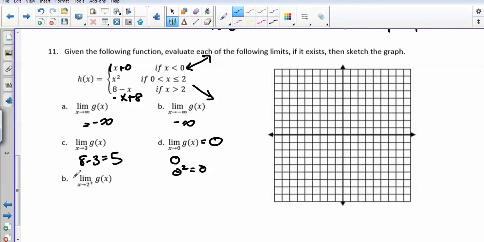And down here, it's labeled b. Let's call it e because we've already done problem b. The limit as x approaches 2 from the right, so that's the values that are greater than 2. So we're going to use this function, negative x plus 8. So if I substitute 2 in, I get negative 2 plus 8, which is 6. So this answer is 6.